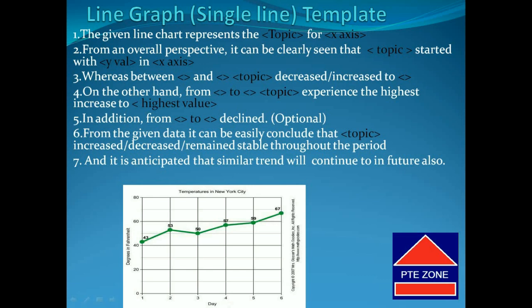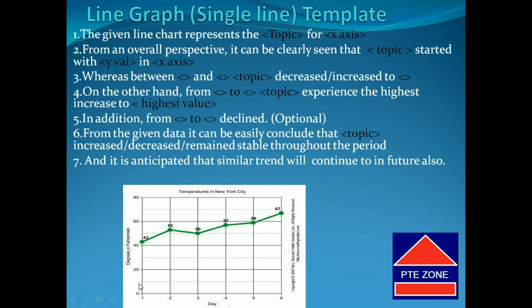If I don't understand something, I just leave it. The important thing is that this is the temperature of New York City, and it shows a line graph for different days, 1 to 6 days. So what I'll say is: the given line chart represents the temperature in New York City for 6 days, 1, 2, 3, 4, 5, 6. From an overall perspective, it can be clearly seen that the temperature started at 43 degrees on day 1.